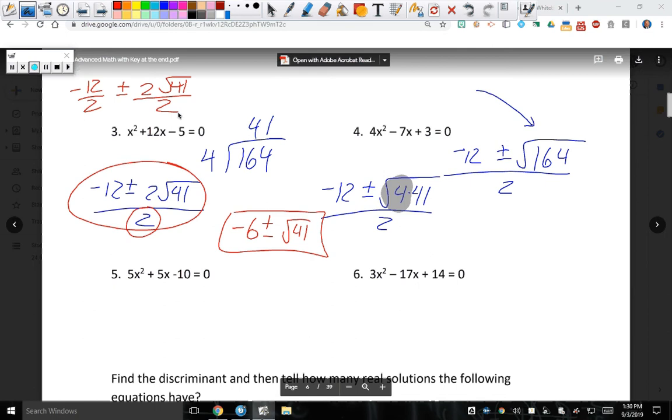It's split up when there's addition and subtraction, not split up if it's multiplication. Are we good? Where's the 2 go from in front of the radical? This 4 came out as a 2. Why is it? So that they both cancel to a form of 1. Okay? Alright, let's keep going.